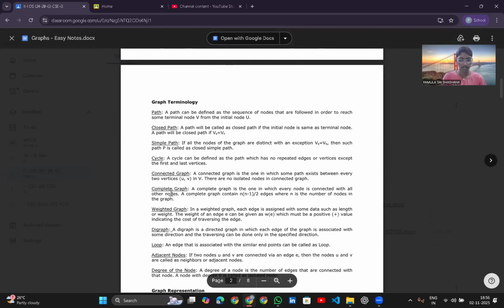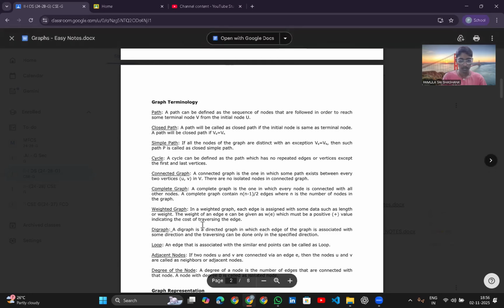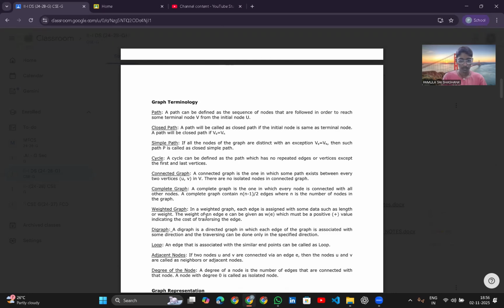Complete graph: a complete graph is one in which every node is connected with all the other nodes. A complete graph may contain n(n-1)/2 edges, where n is the number of nodes in the graph. Weighted graph: in a weighted graph, each edge is assigned some data such as length or weight. The weight of an edge is given as W(e), which must be a positive value, indicating the cost of traversing the edge.